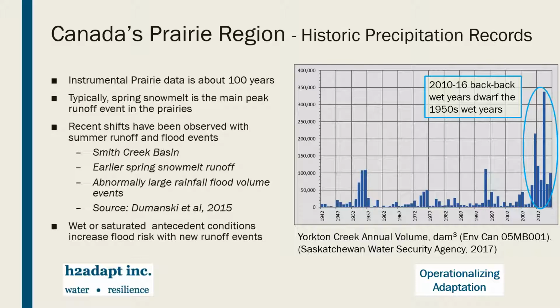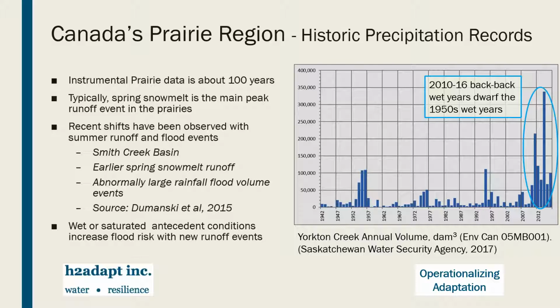Typically, the semi-arid prairies experience most of its annual precipitation in the form of snow. Accordingly, the most prominent runoff events are spring snowmelt. However, intense summer rain events also occur. In recent years, there have been shifts with increasing summer runoff and flood events.